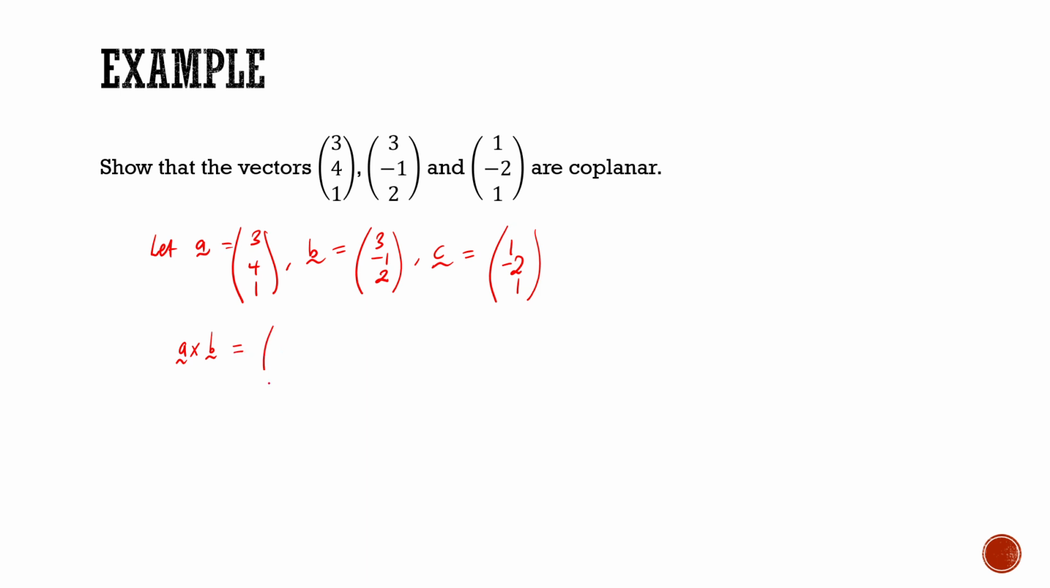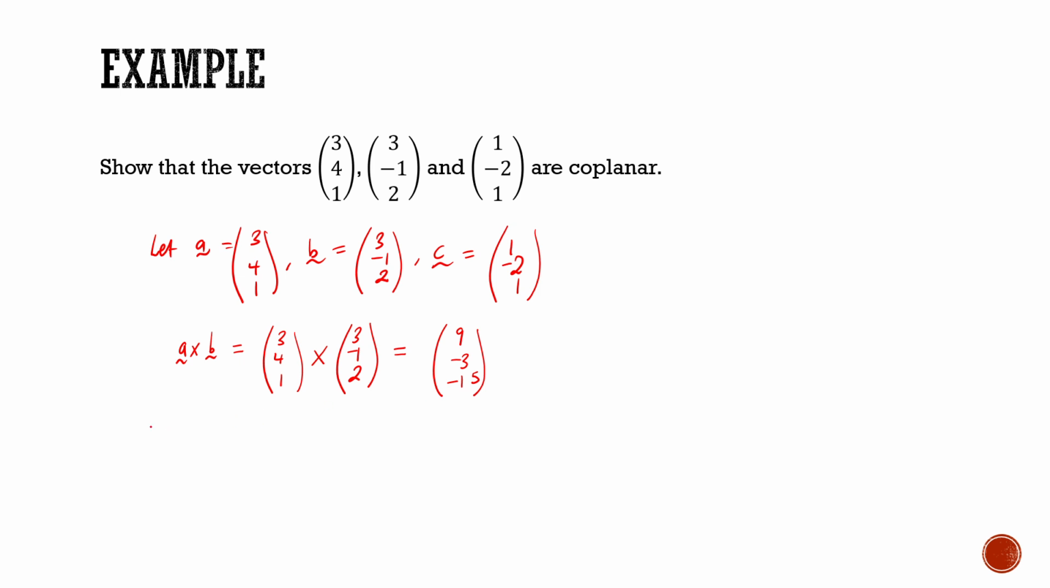So you find the cross product of A and B, it will be (3, 4, 1) cross (3, -1, 2). We looked at how to find the cross product in the previous video, so you should be familiar with that. And I'll just jump right to the answer, which is (9, -3, -15). Okay, so that's the cross product.